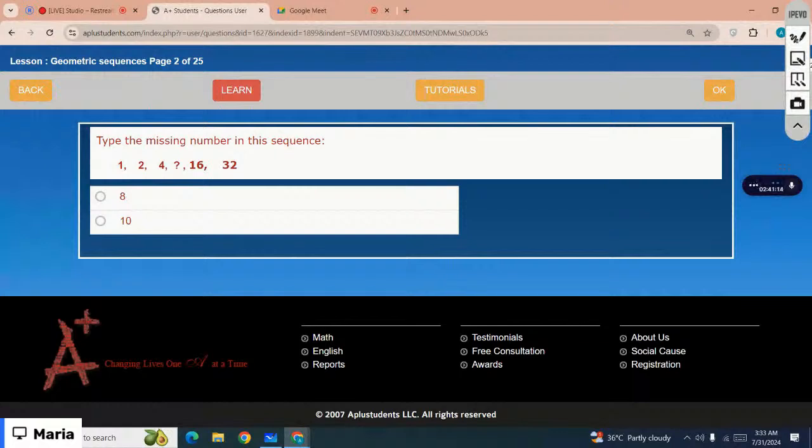Type the missing number in the sequence. So which number is missing? The correct option is, yes, 8 is the missing number, right? The correct option is 8.